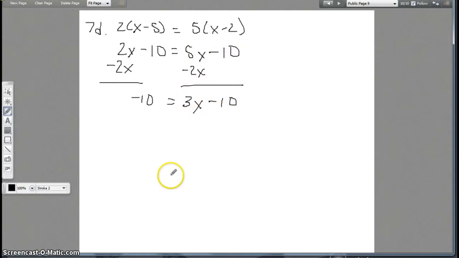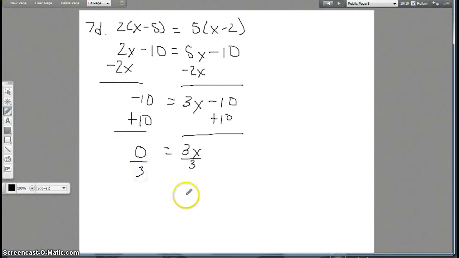Now I want to get the x all by itself. I'm subtracting 10 from it, so to get rid of that, I will add 10 to both sides. When I do that, I end up with 0 on the left side and 3x on the right side. That's what 3x is. Instead of 3 of the x, I want to know how much 1 of the x is. So I'm going to divide both sides by 3, and I will end up with x equals 0.